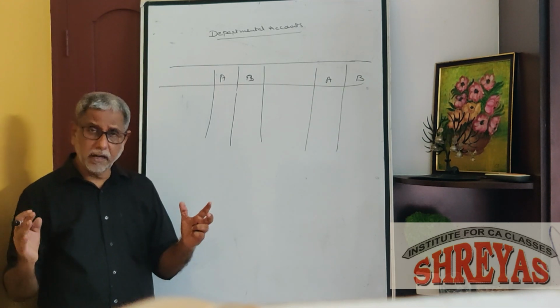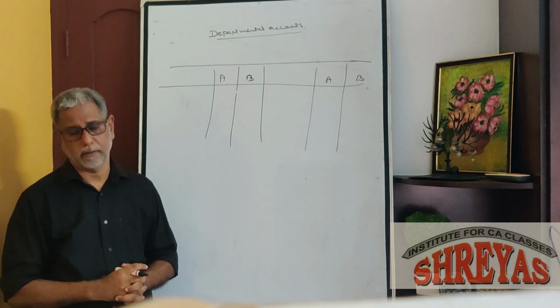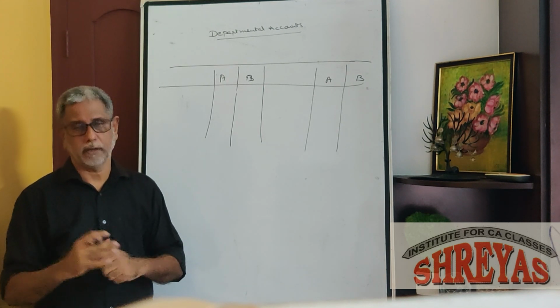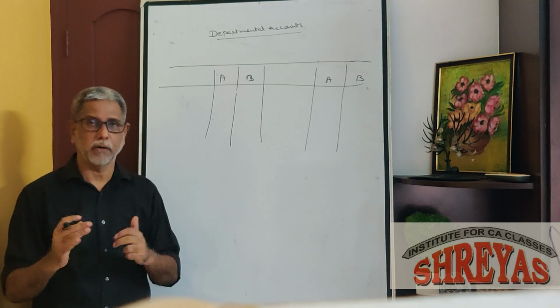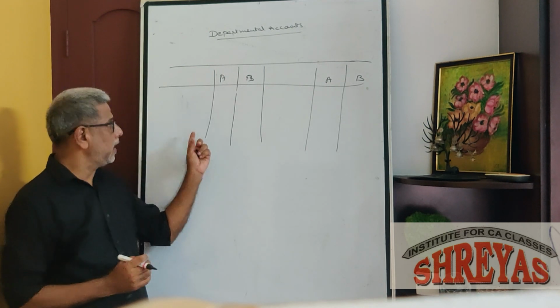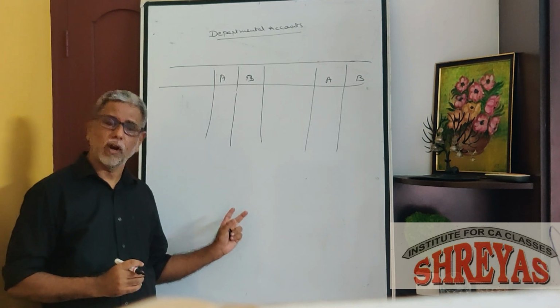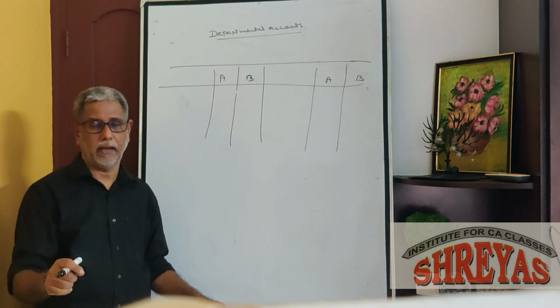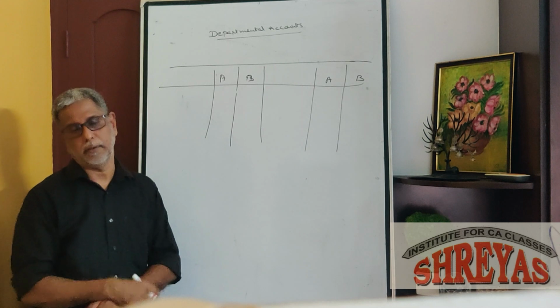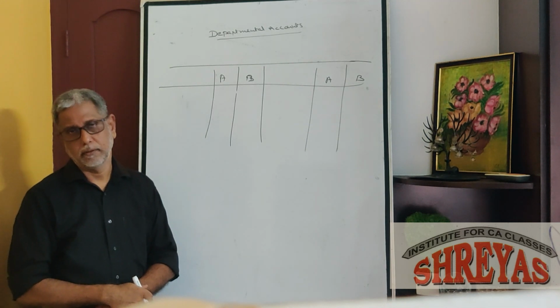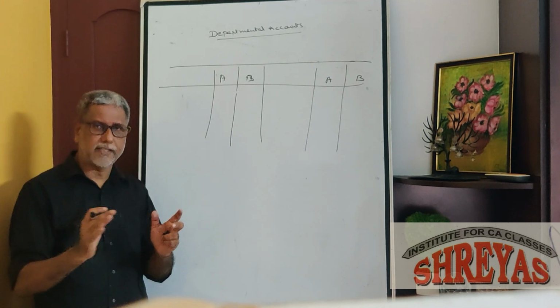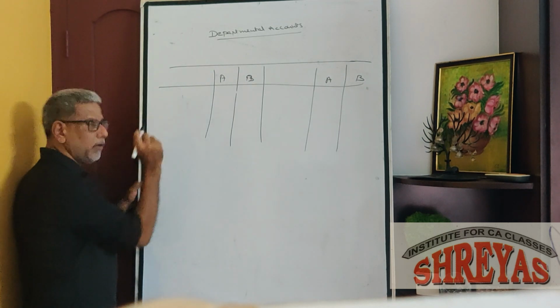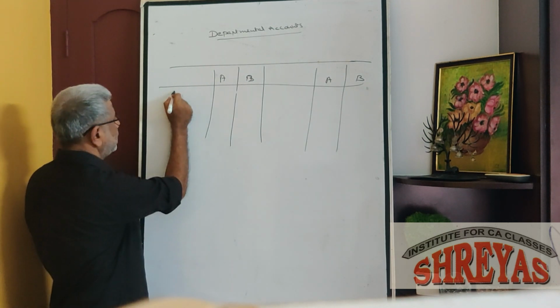Sometimes interdepartmental transfers are also there. That is important. What is interdepartmental transfer? Suppose A transfers goods worth rupees 1 lakh to B. That means there is a sale of A, but it is the purchase of B. Let us try an example here. I am giving a simple example.